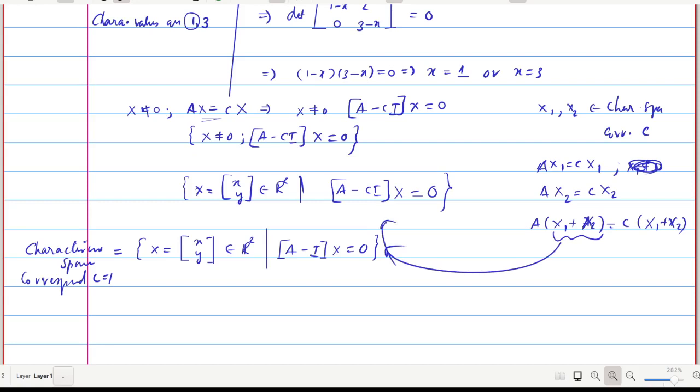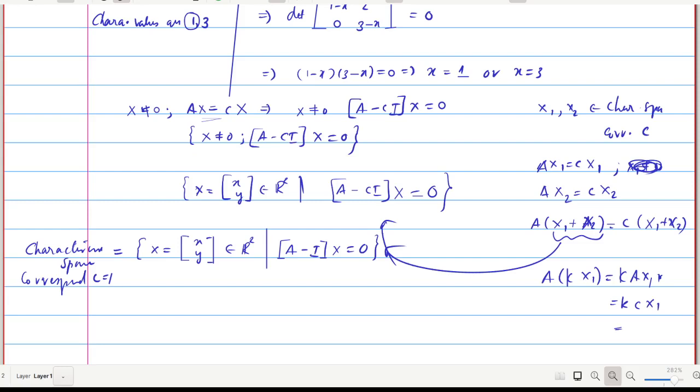This is our general case. And if you choose A times Cx1, that is nothing but C times Ax1. Or write it as A of k times x1 will be k times A of x1, which is equal to kCx1, which is equal to C times kx1.